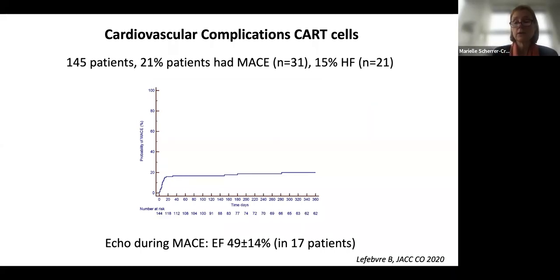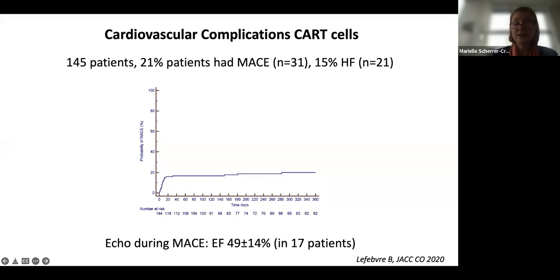So our team, and Bénédicte Lefebvre comes from Montreal, actually spearheaded this particular study. This was a retrospective study at Penn. We had 145 patients. The CAR T cells were developed at Penn, so we had quite a large population. And as you can see, there was a number of patients who had major adverse cardiac events, including 15% of patients who developed symptomatic heart failure. This was actually very early on and very linked to the cytokine release syndrome.